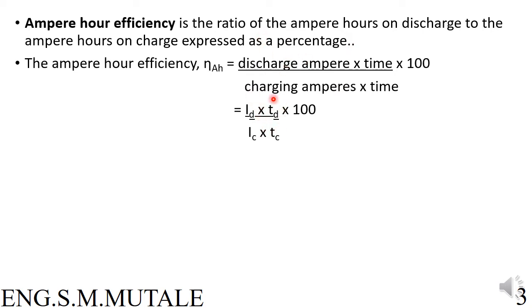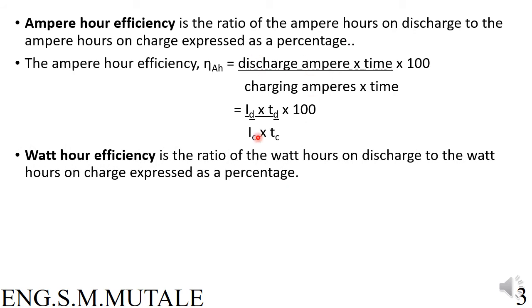In terms of symbols, the discharge current is represented by ID times the discharge time TD. The charging current is IC, and the charging time is TC. Upon having that, I would conclude the formula for the ampere hour efficiency.